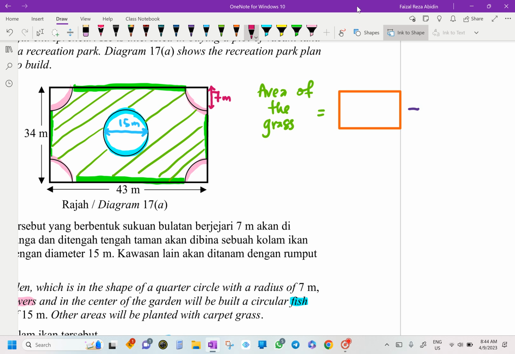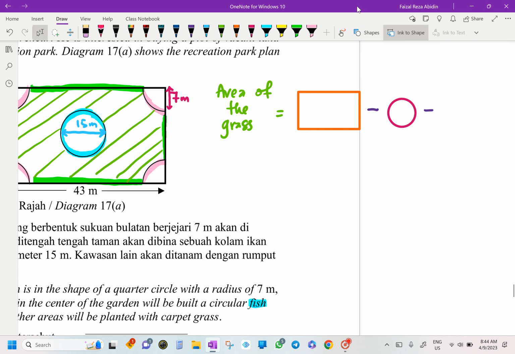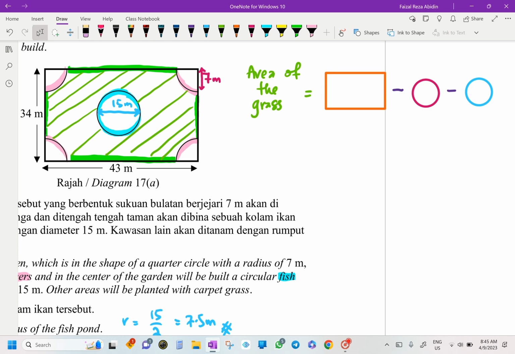One is for our circle. You have 4 quarters, right? Quarter, quarter, quarter, quarter. If we combine, it makes 1 circle. And we are going to minus also our fish pond. Why are the flowers going to make a circle? Because just now it said that it's going to be a quarter, so I have 4 quarters. If I combine, it's going to be 1 circle.